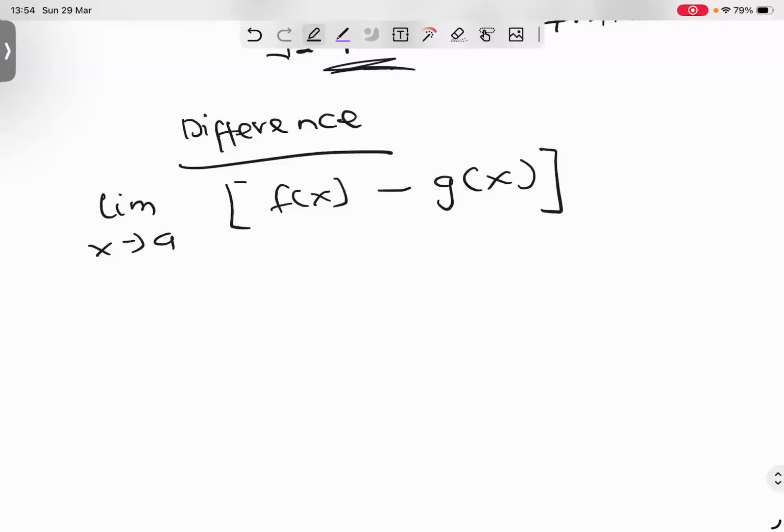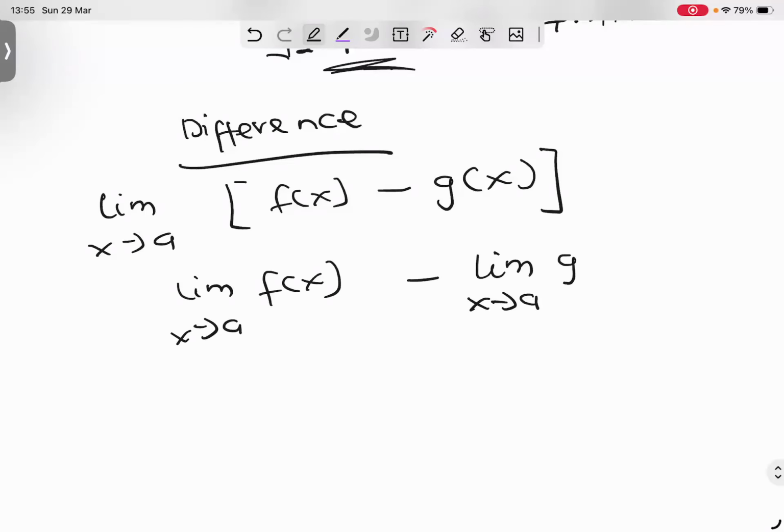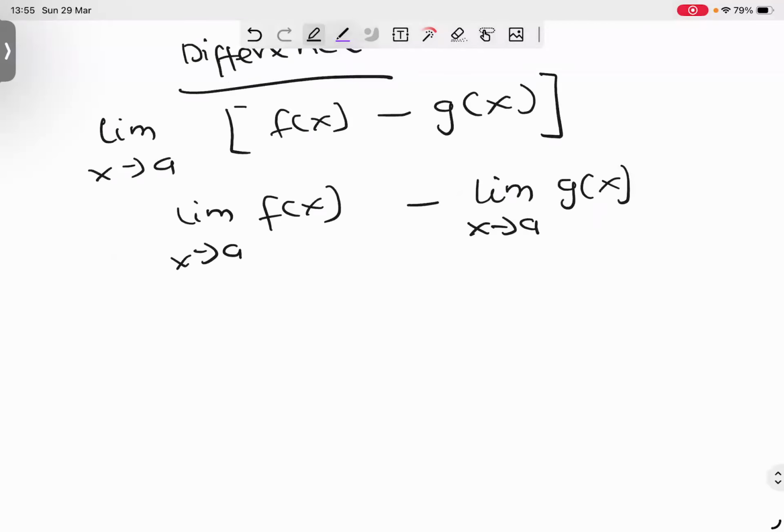So this is the limit as x approaches a of f of x minus the limit as x approaches a of g of x. In a limit, we have seen that wherever we see x, we put the a there. So from the first term, we have f of a minus g of a. And that would be L1 minus L2, if f of a is L1 and g of a is L2.